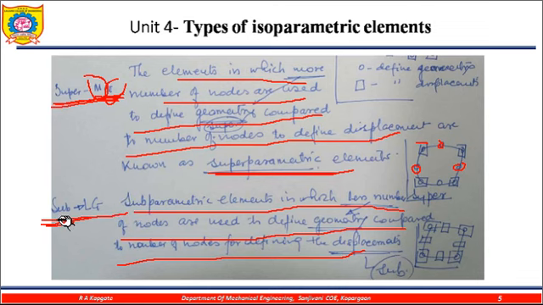So that is called sub, less geometry. Here super, that is more geometry. So that is the definition, or this is the classification of the subparametric and the superparametric elements.